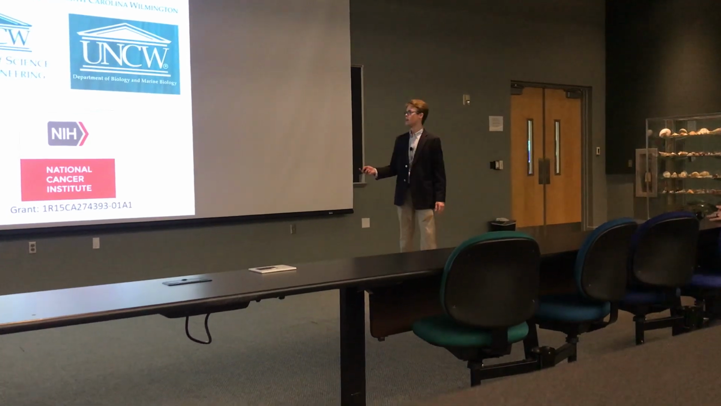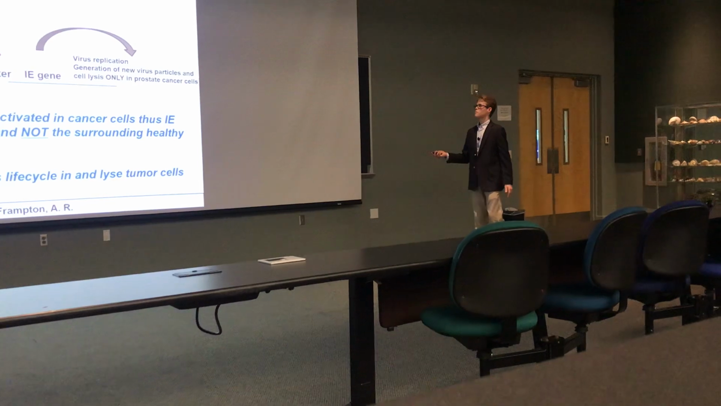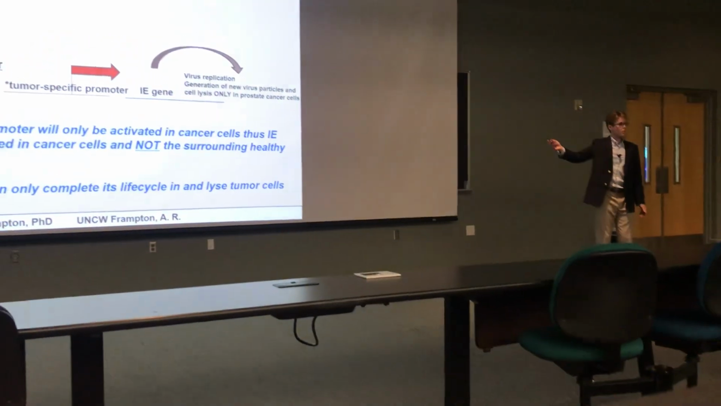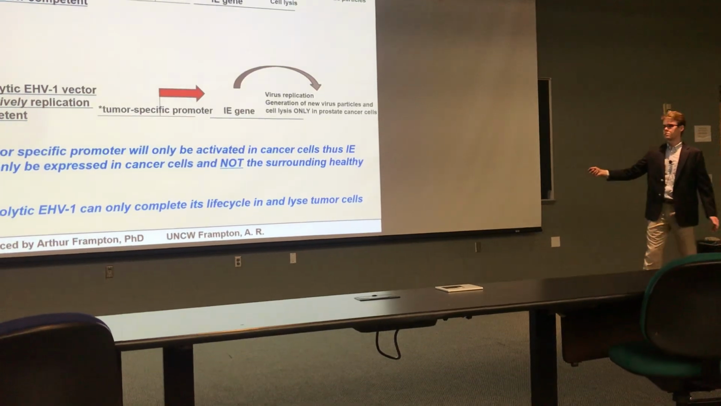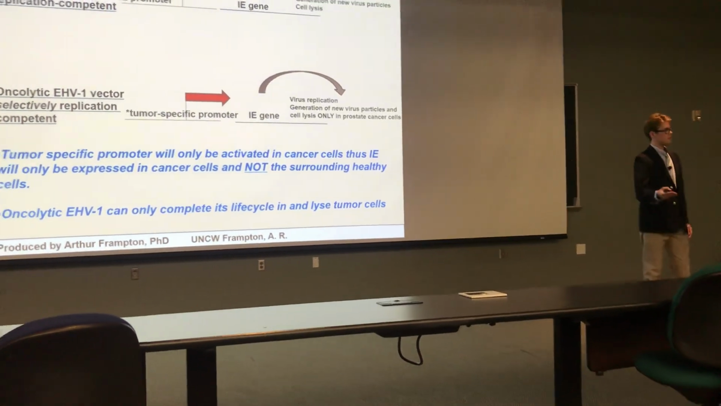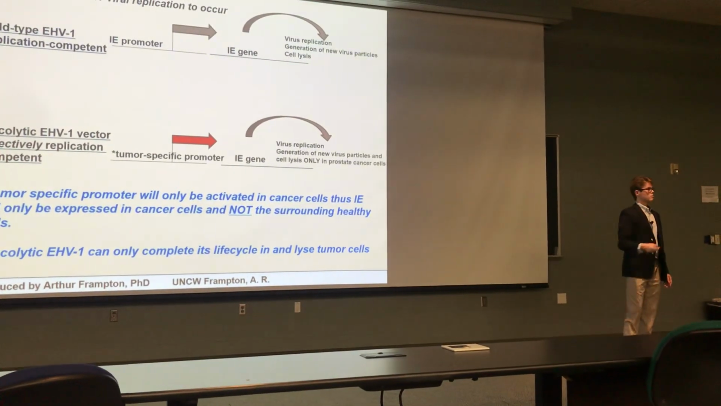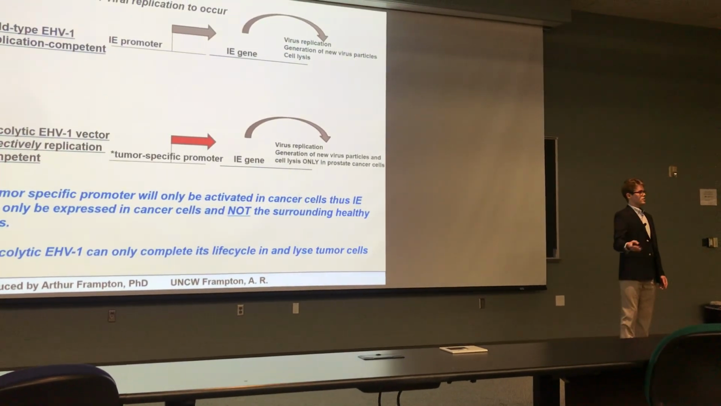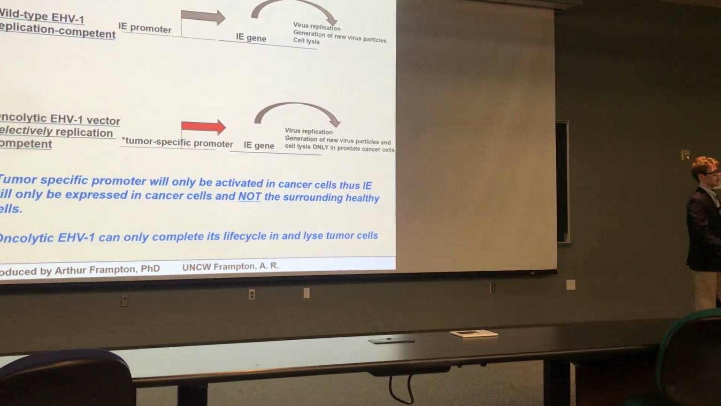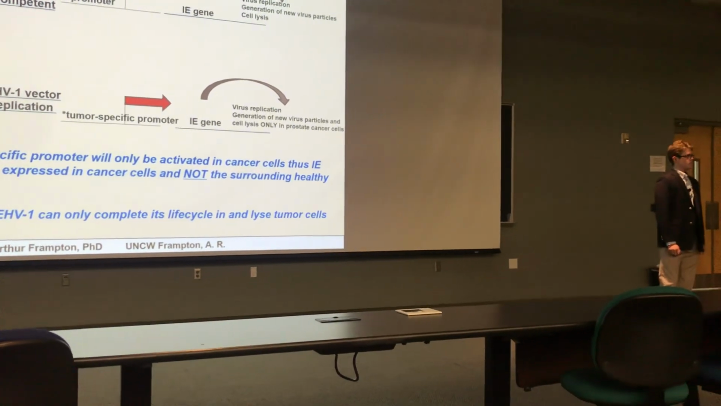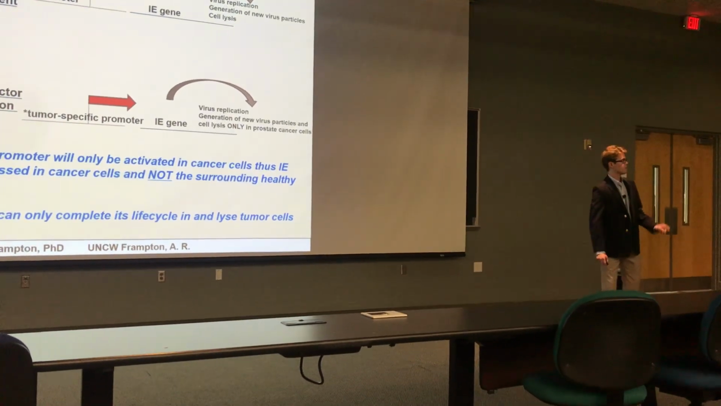I actually have a slide to represent what I just spoke on. So the wild-type EHV1 has an IE promoter and IE gene. We would need to find a tumor-specific promoter and insert that into the virus in replacement of the IE promoter. This would make the virus selectively replication competent. Well, the idea would be that it would be selectively replication competent. Does that answer your question? Yeah, okay, thank you.